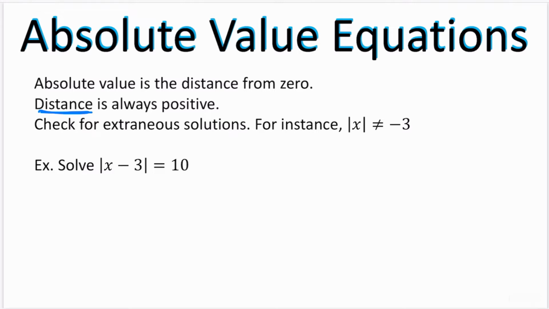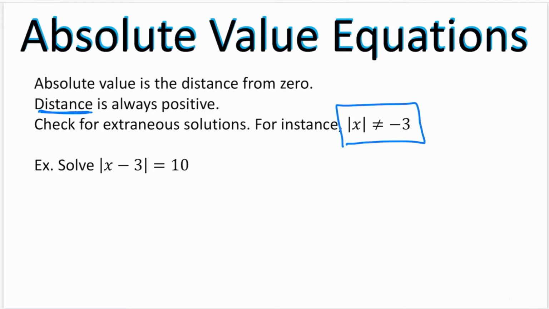So let's say that when you're solving the problem, you're left with the absolute value of x is equal to -3. There is no way the absolute value of any number is going to equal -3, because we just said that absolute value is the distance from zero, therefore distance is always positive, and absolute value always has to be positive, okay? So let's try an example.